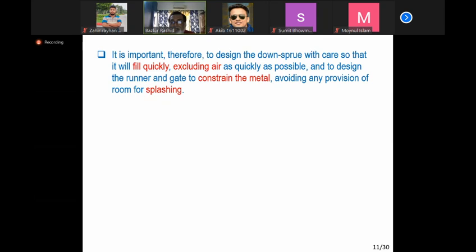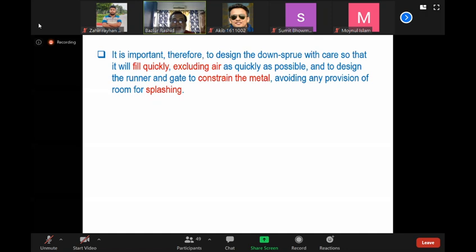There will be no splashing, no turbulence, no vena contracta. You have probably studied vena contracta before. There will be no vena contracta, so there will be no negative pressure zone, so that air can enter into the mold cavity. So that is the main aim of designing the gating system.